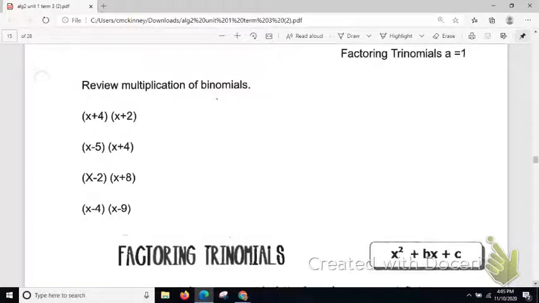Hey there, as promised, here comes a video about factoring trinomials, and we're going to look at two different types. One type where we say that a is equal to 1.